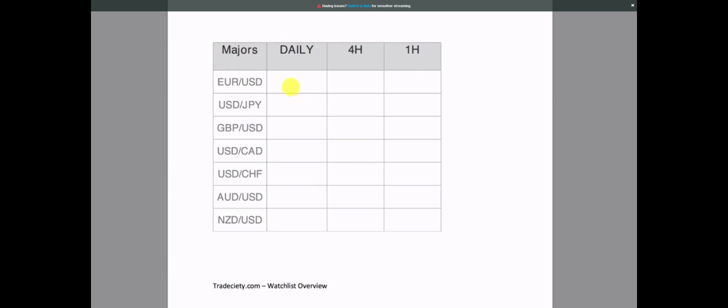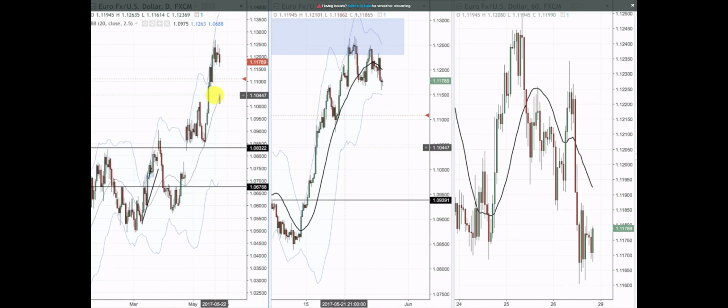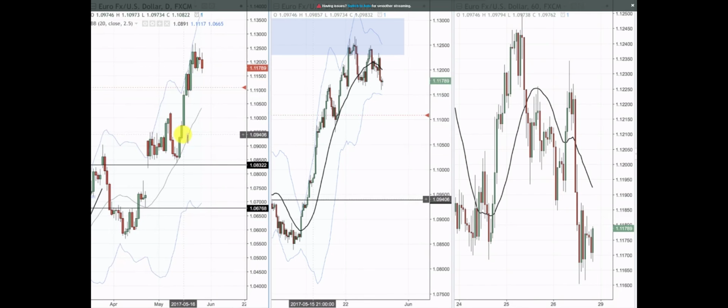And then here is the watch list map that I also uploaded in the course and in the forum, and I just go through each pair one by one. So we are starting here with the Euro USD. I always walk from the left to the right.